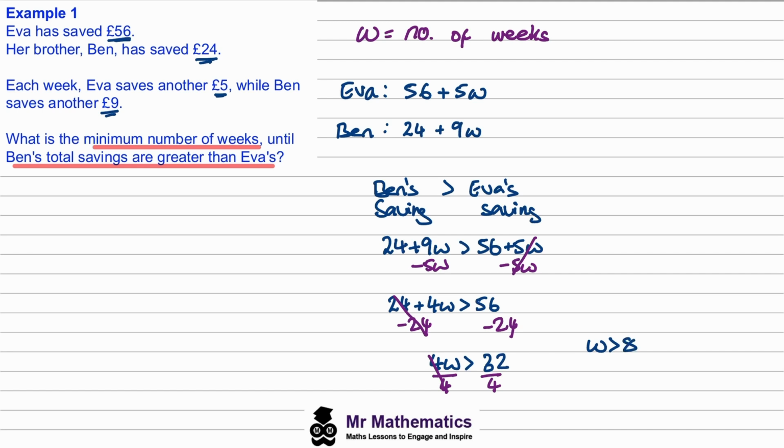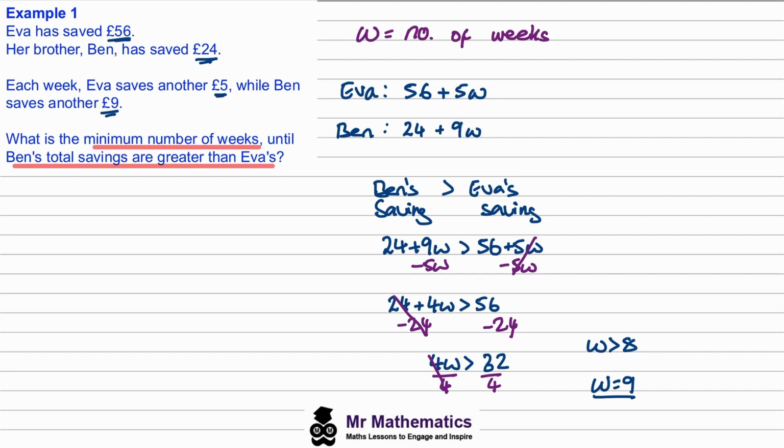So we need the number of weeks to be greater than 8. And we want the minimum. So the minimum number of weeks is when we have the 9th week. At the 9th week, Ben will have more than Eva.